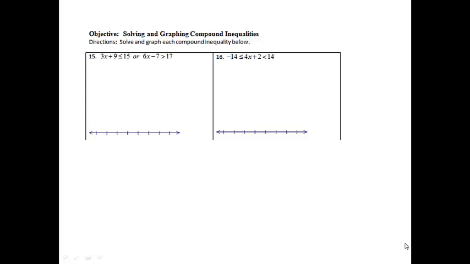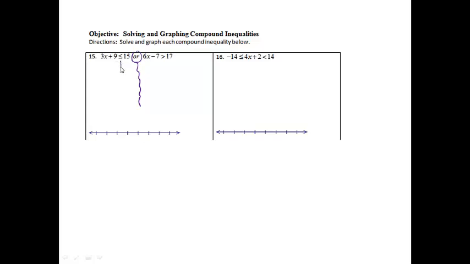Okay, solve and graphing compound inequalities. Solve and graph each compound inequality below. If you remember, for compound inequalities, we'll get a graph that's either connected or we'll get a graph that's headed in separate directions. And this one, since it says or, we know we're going to get a graph that's headed in two separate directions. So I'm just going to go ahead and put a squiggly line. These are actually two separate problems that we're going to get to work.